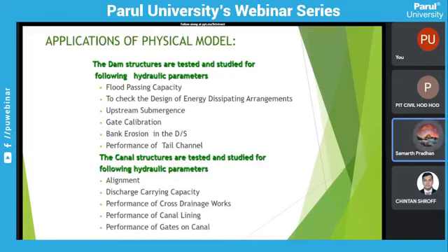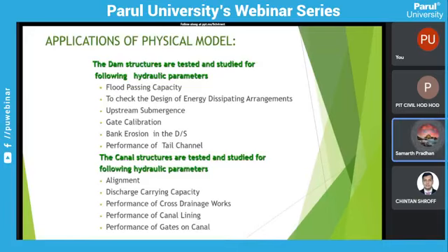Now canal structures. You might know we have a very long canal network on the Narmada project. All the Narmada canals were tested in Gary. For canal structures, we study the alignment, which is also an important parameter. The alignment of the canal can be tested. Then discharge carrying capacity can be tested.